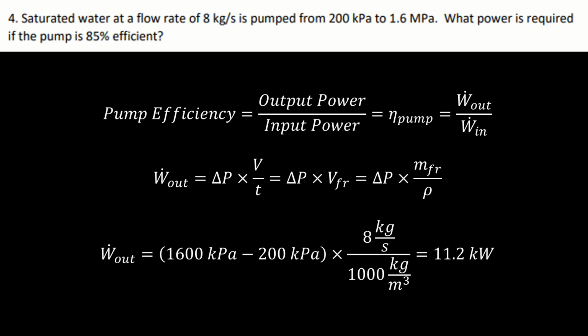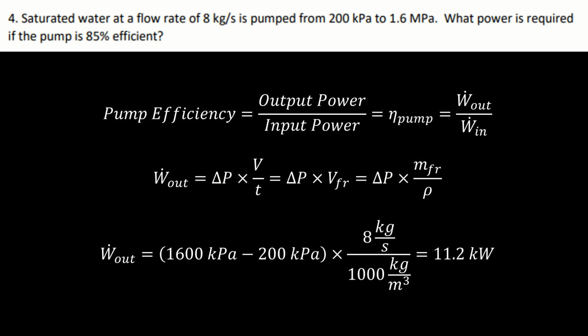Question 4, we have saturated water at a flow rate of 8 kilograms per second that is pumped from 200 kilopascals to 1.6 megapascals. What power is required if the pump is 85% efficient? Essentially, what input power do you need for this scenario? Well, when it comes to pump efficiency, that's equal to the output power divided by the input power. How much power you get out of your pump divided by how much power you need to put into the pump to get it to run.